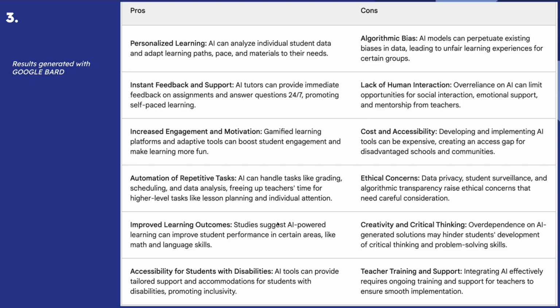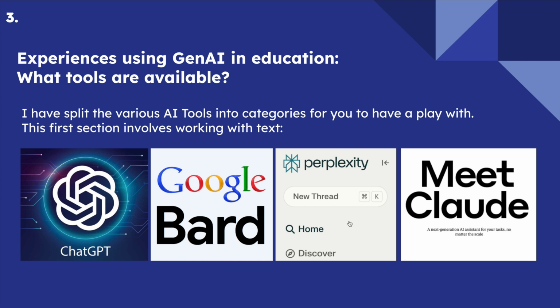So there's a couple, but please pause the video, have a look at that if you want to go through those. Okay, we move on. So here are 4 of the best tools. Google Bard has now been replaced by Gemini, and we'll see that in a moment. But we've got ChatGPT, Google Bard, Perplexity, and Meet Claude. Okay, and I'm going to show you some examples.